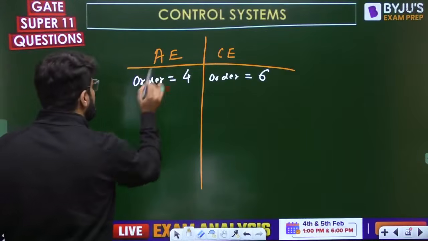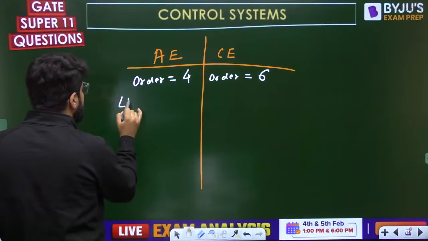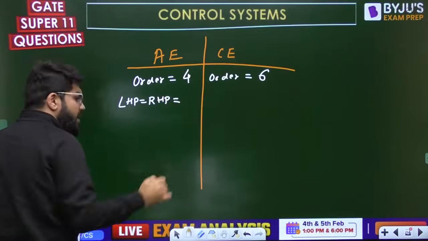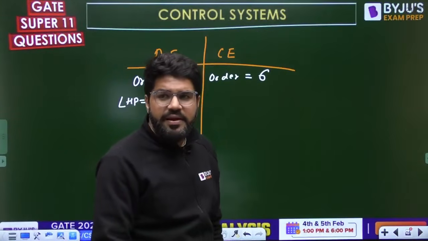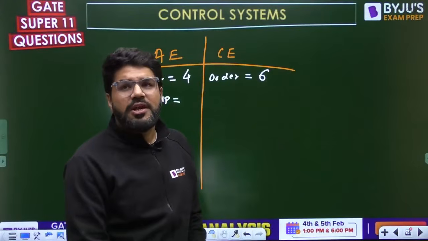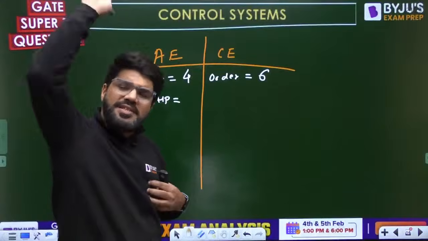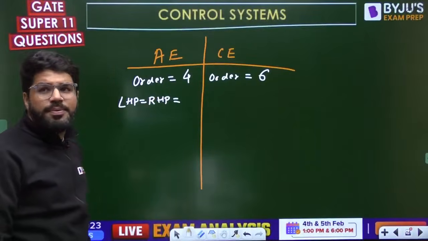Now, for any auxiliary equation, because of symmetry, the number of LHP roots and the number of RHP roots are always the same. Dear, for any auxiliary equation roots, because of the symmetry, the number of LHP and RHP roots are always the same. Then what is the number of RHP roots? I have explained this in detail in the earlier theory classes. Now we only have to apply it.